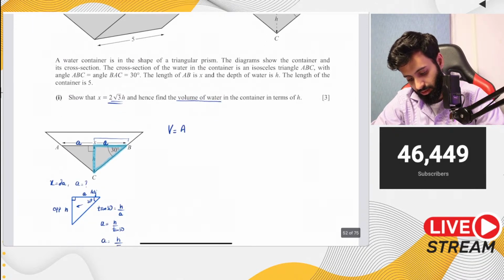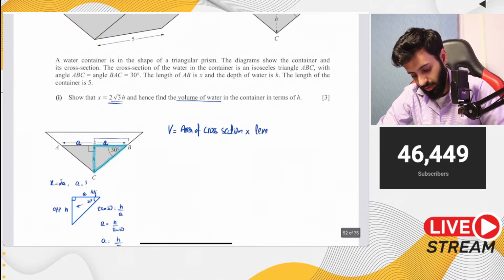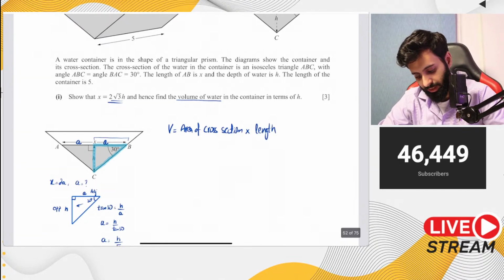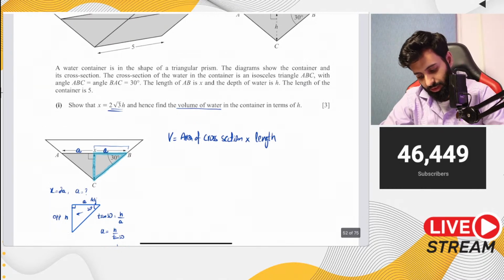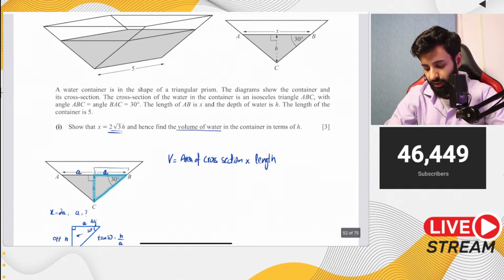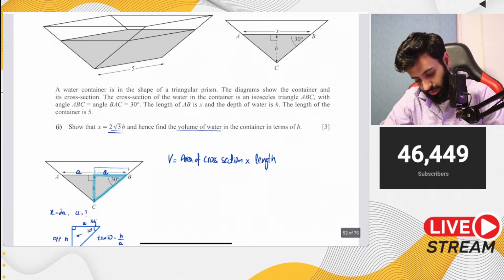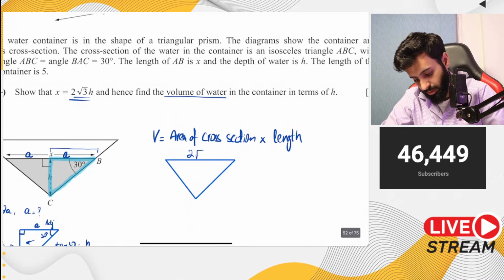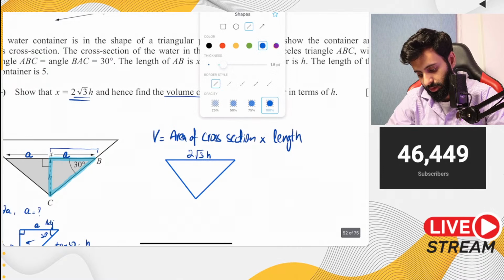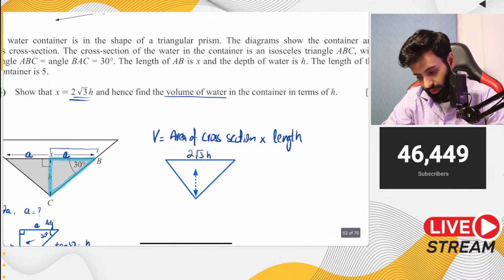It's basically area of cross section multiplied by the length of prism. Okay, now the question is very kind in the sense that it hasn't made us find the area of cross section, but it has made us find what we need in order to find the area of cross section. Notice that the cross section is an isosceles triangle with base 2 under root 3h, and height as h. So this question is very nice in the sense that it has made us find the base 2 under root 3h, and height also we're technically given.